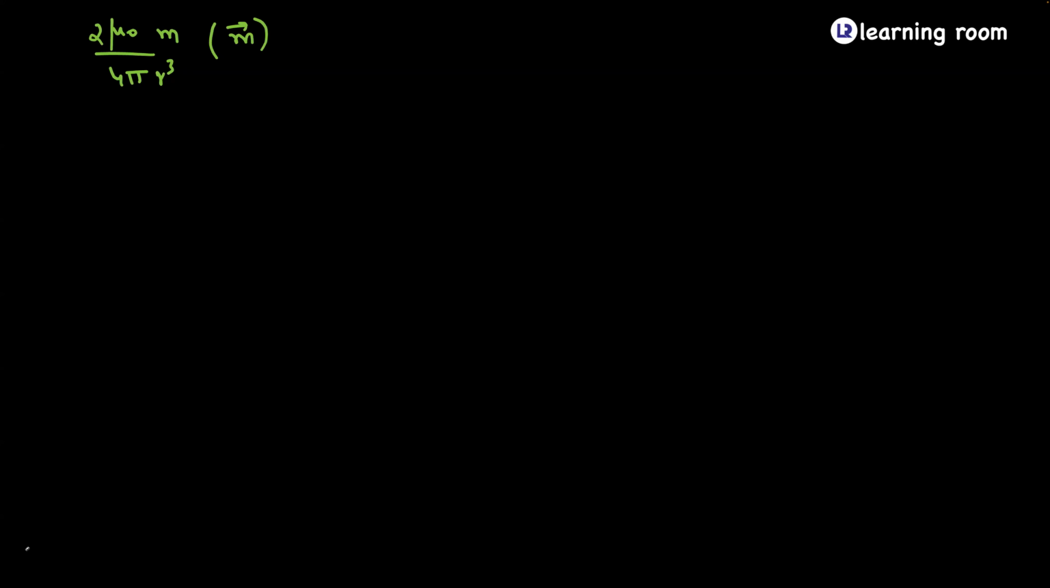Actually, correction here, you should write it as m cap, because it represents the unit vector. So it is m cap, and this is what is going to be the magnetic field which is generated along the axis of a bar magnet. Is that point clear?